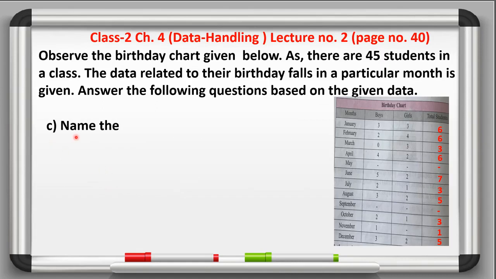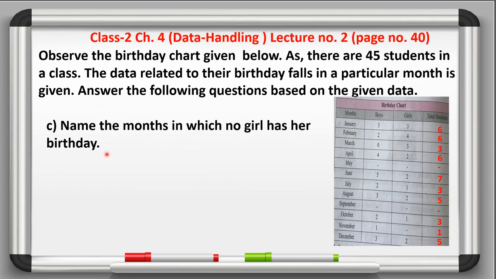Now it is given name the months in which no girl has her birthday. Okay, means जिन months में किसी भी girl का birthday नहीं होता है. So here we will see May month किसी girl का birthday नहीं होता है, in September month also and in November month also. So there are 3 months. ठीक है, 3 months जो हैं इनमें किसी भी girl का birthday नहीं होता है. So here we need to write the month's name. So here we will write May, September and November.